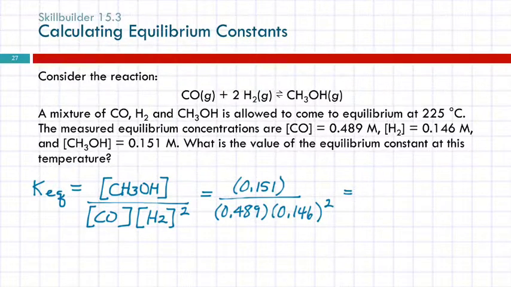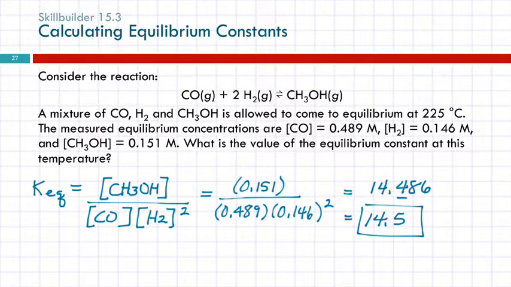How do you square it? Use the x squared button, or divide or multiply by it twice. So on my calculator, this is what I'm doing. 0.151 divided by 0.489 divided by 0.146 x squared equals. And I'm getting 14.486. All of my concentrations have 3 significant figures, so I'm going to report the constant with 3 significant figures.